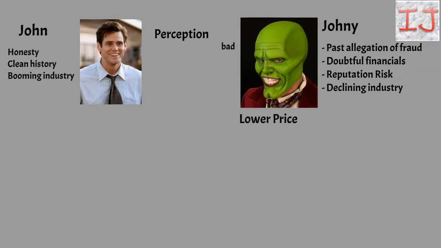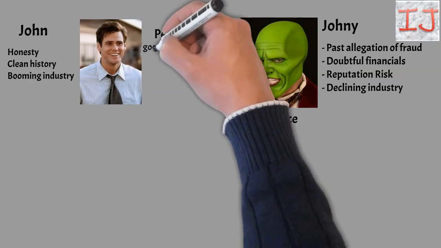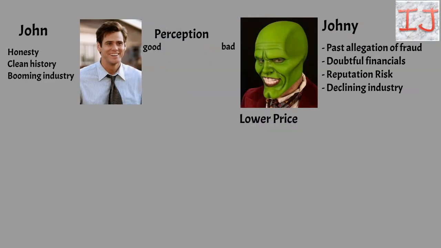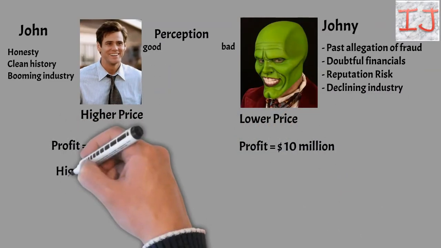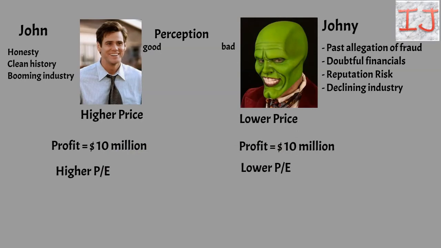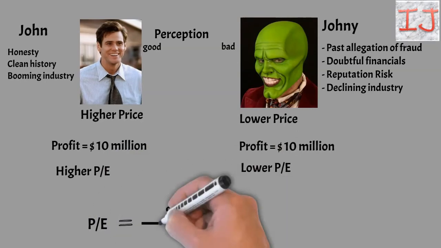Whereas John's honesty, capability and his line of business will create a good perception about his company. So, one is ready to pay a higher price for his business. With the same earning, a higher price means a higher PE. Remember, PE is price divided by earning.